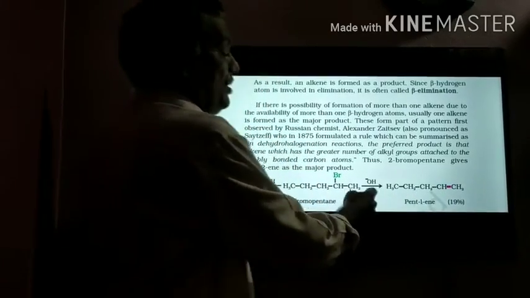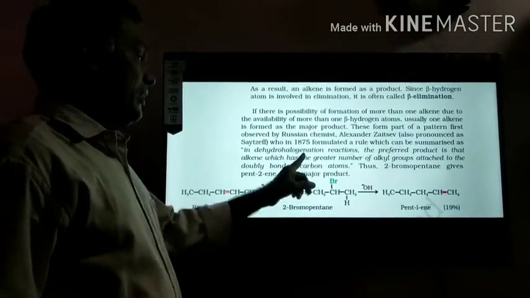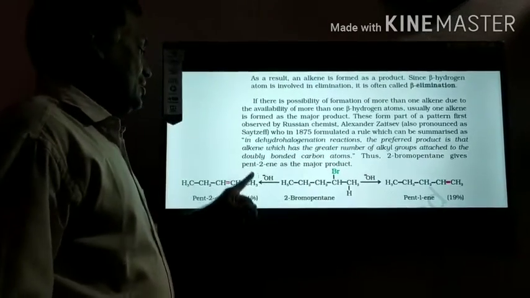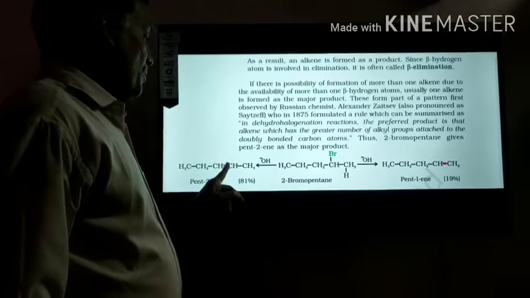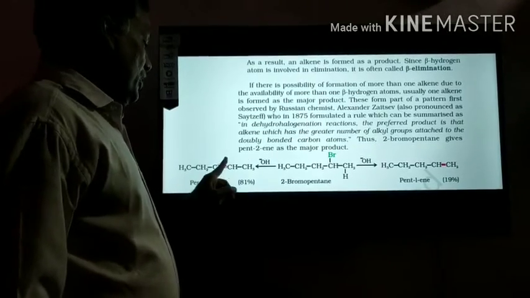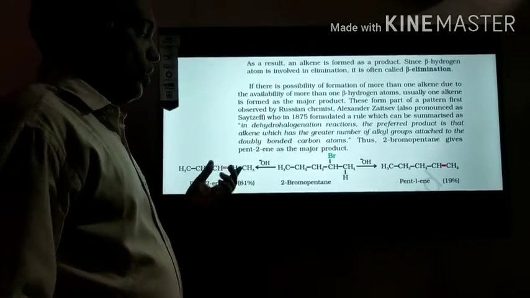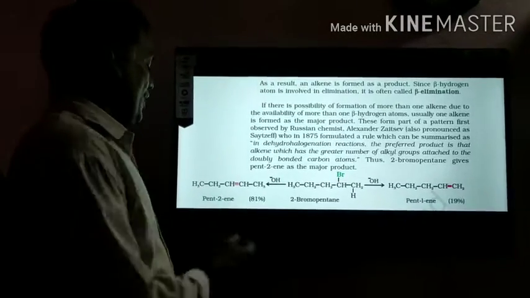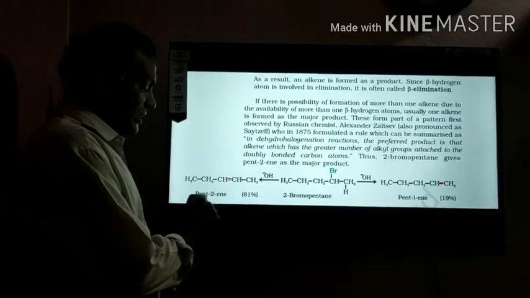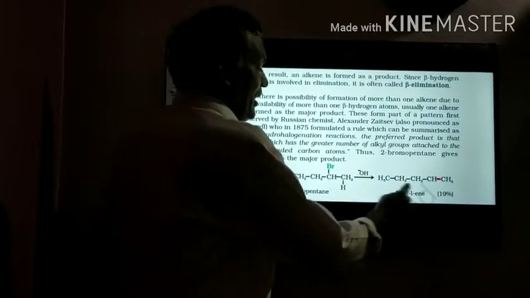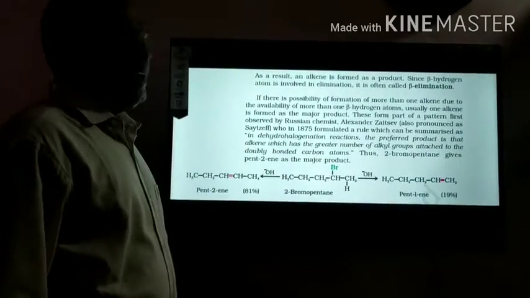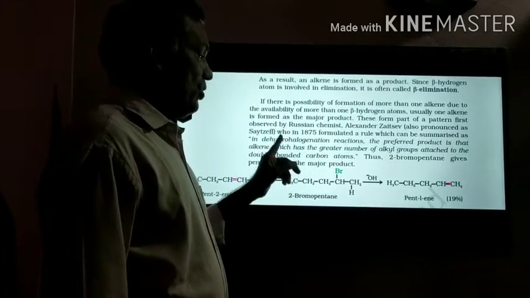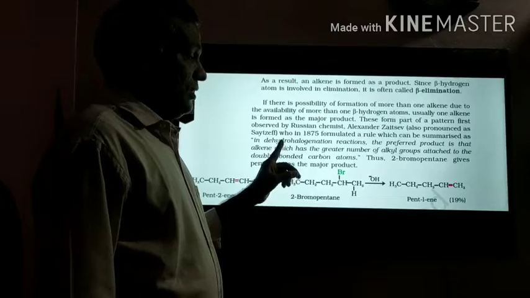So on this side, only alkyl groups are there. But according to this rule, we look at which has the greater number of alkyl groups attached to the double bonded carbon atoms. If the double bonded carbon atoms have more alkyl groups, that will be the major product. So from this, pent-2-ene is the major product and pent-1-ene is the minor product, according to the Saytzeff rule. Just remember this rule.